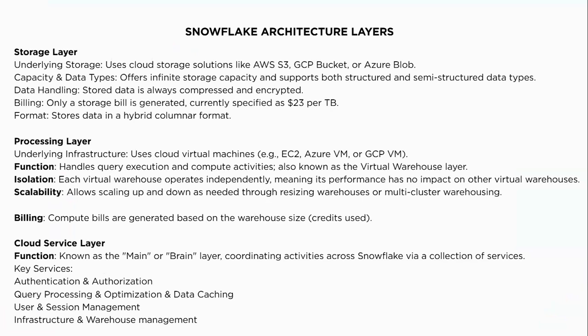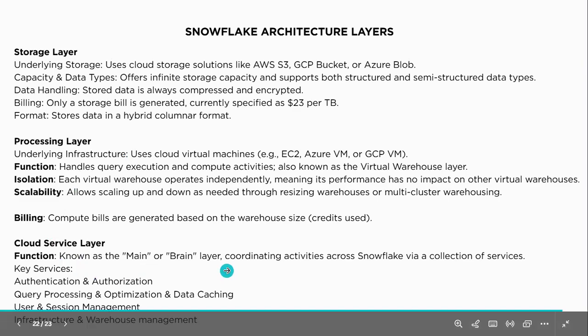So that's it. We have a storage layer, which is taken care of by the cloud provider. There is a processing layer that is also taken care of by the cloud provider, and there is a cloud service layer that is taken care of by Snowflake. This processing layer we call the muscle of the system. This cloud services layer we call the brain of the system.